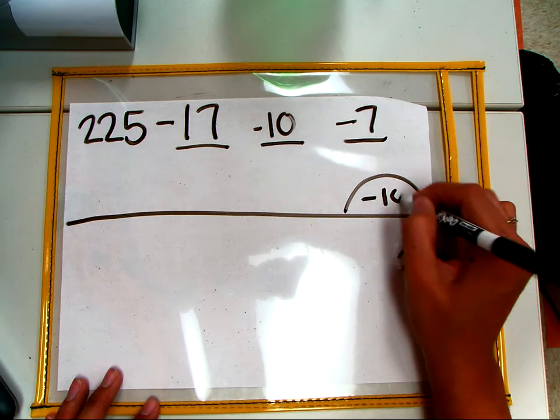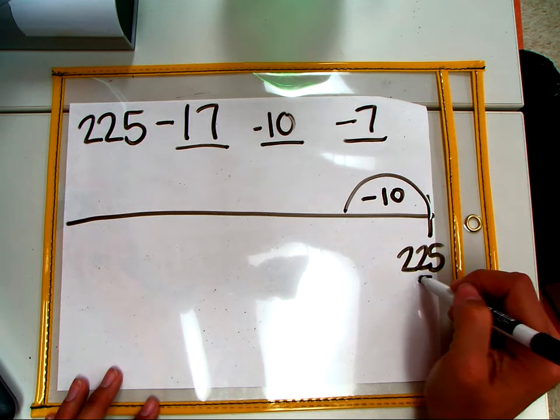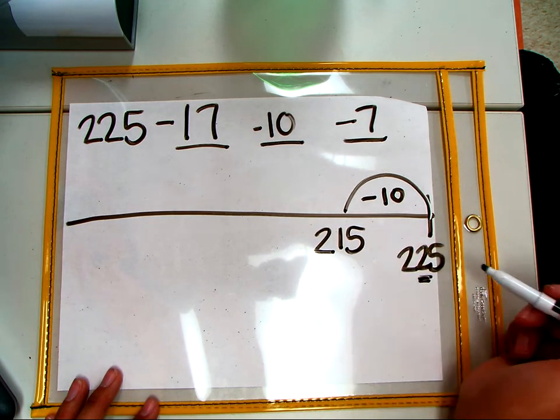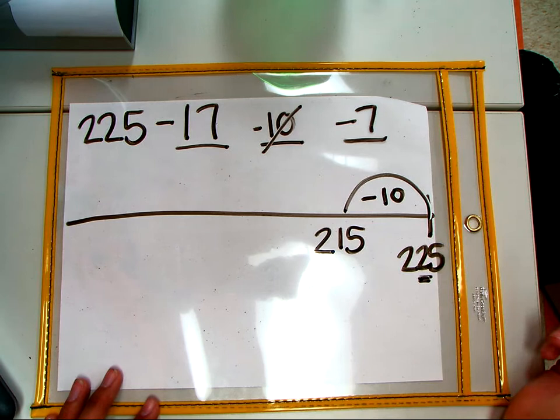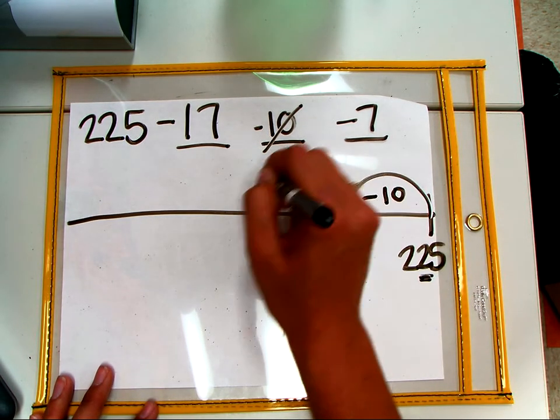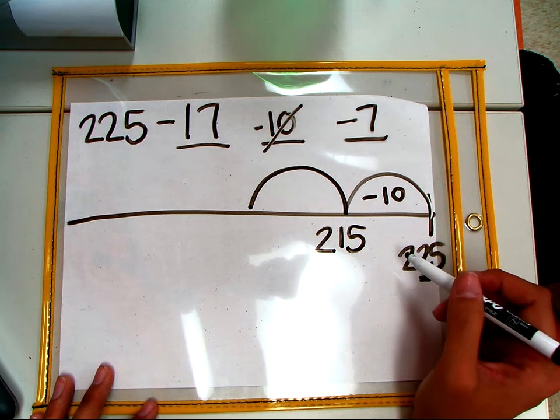When I take away 10, I'm subtracting from the tens place, so 215 is what I'm left with. I've got the tens place. Now I need to subtract in the ones place. This is the same issue I had in the regrouping.